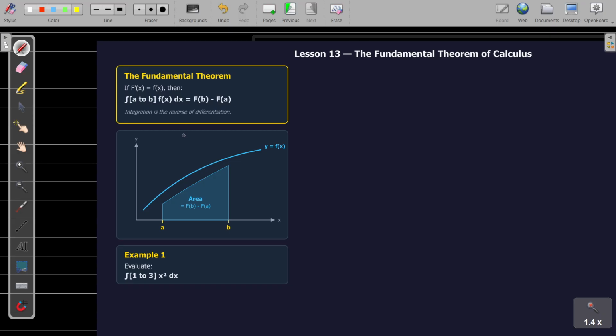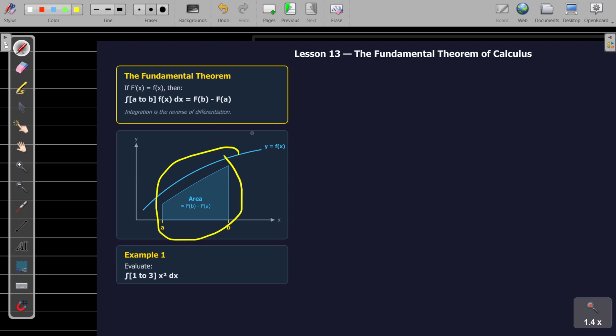This is the question that really started the whole integration thing: how can we calculate this blue area right here? What's the area of this shaded region between the curve and the x-axis from a to b? This shape is not a rectangle or a triangle because it curves, so we need a new tool to calculate this. What I want you to see is that integration is the reverse of differentiation.